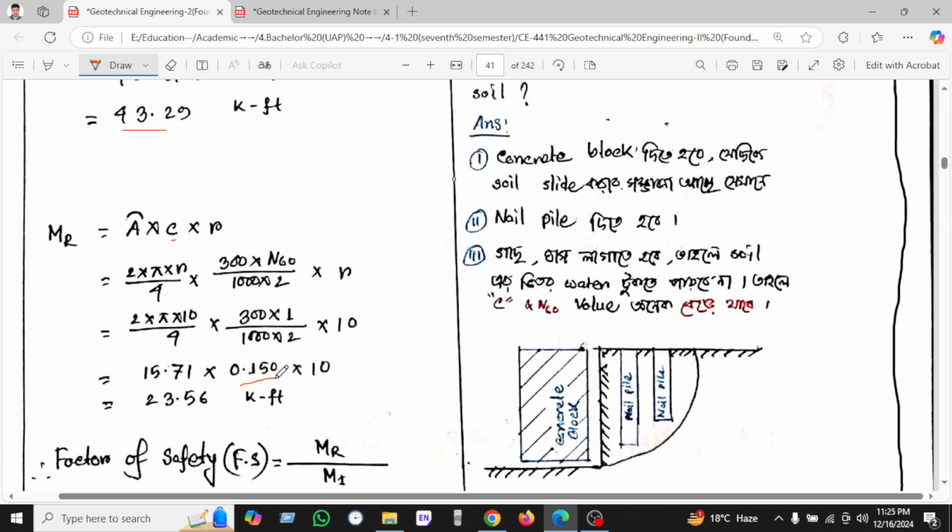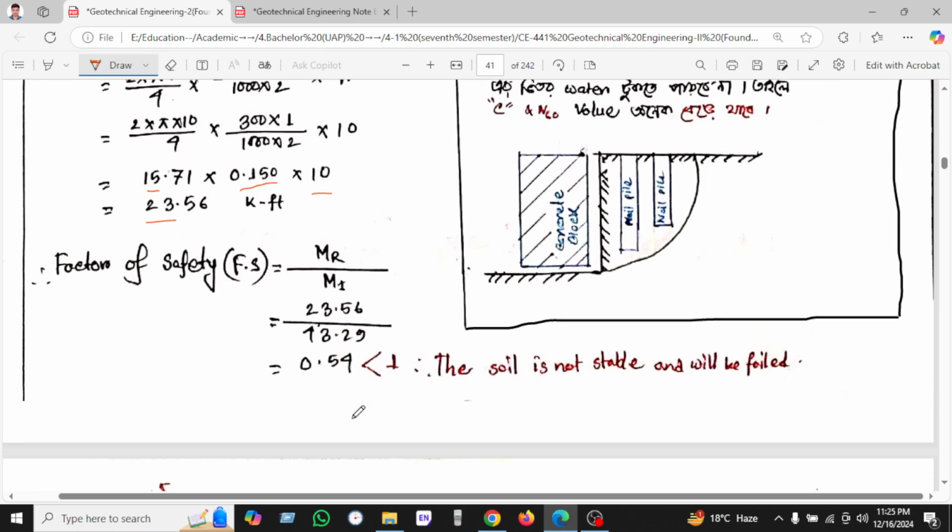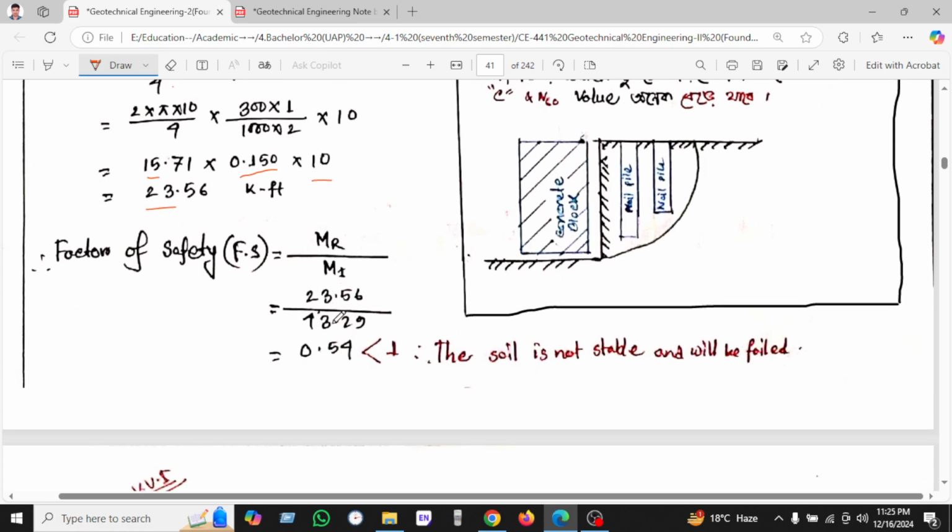And the resisting moment: we know the perimeter of the slope zone, and C is given. C is found to be 0.150, and R equal to 10, and the perimeter is 2 pi R divided by 4. Putting this value in, we found 23.56. Putting all these values in resisting moment divided by induced moment, we found 0.54, which is less than 1. So less than 1 is not stable, and the soil will fail.